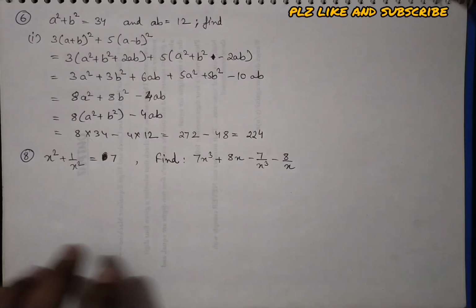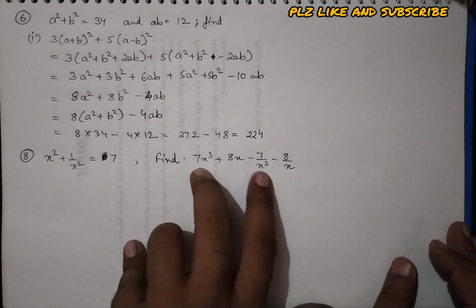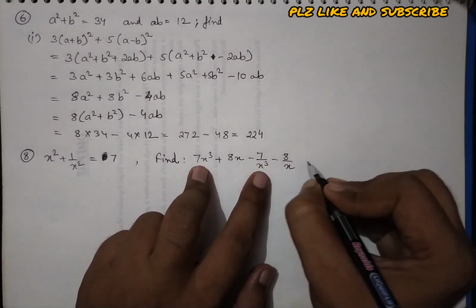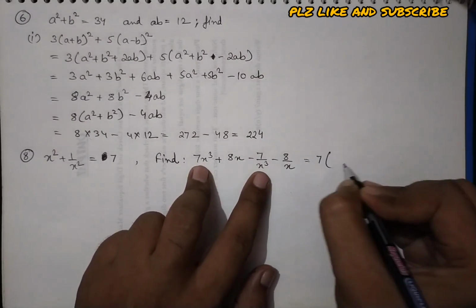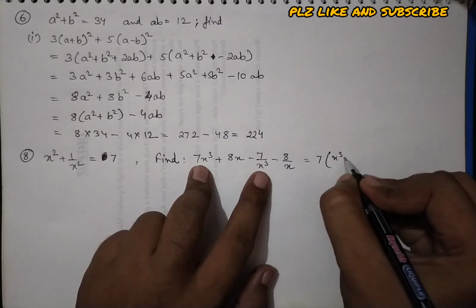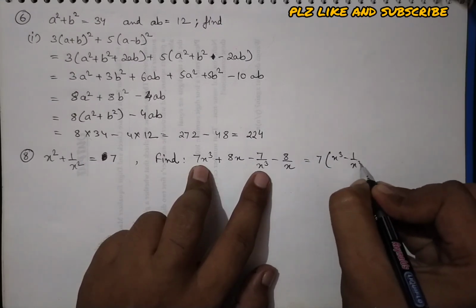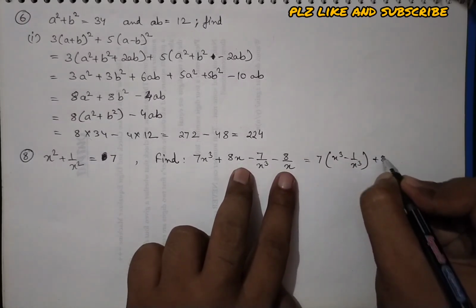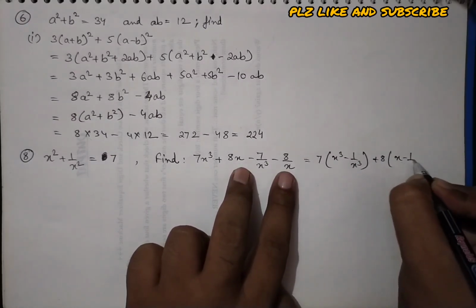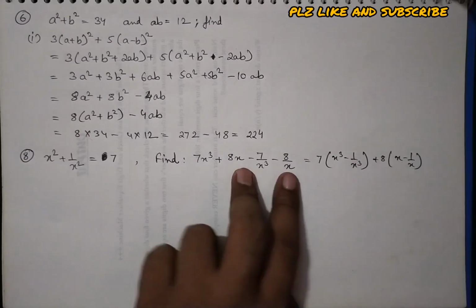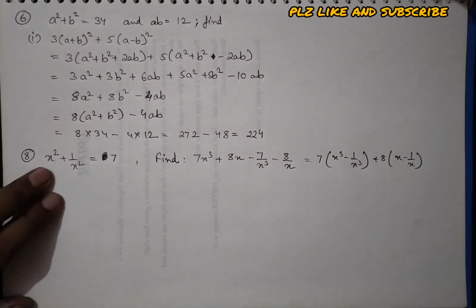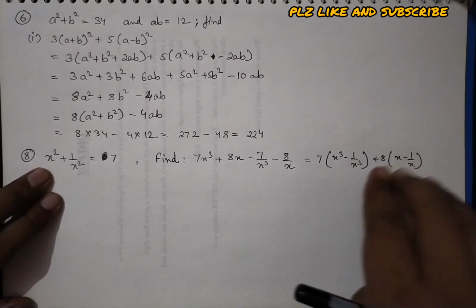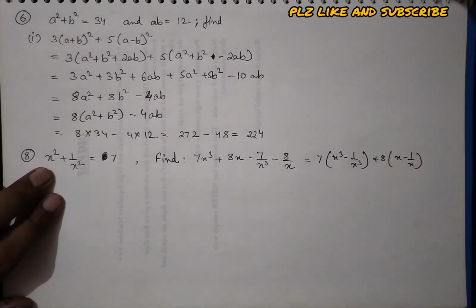Now here we see that on these two terms we can take the 7 as common. So this can be written as 7 times (x cube minus 1 upon x cube), and from these two we can take 8 common, so we can write this one as x minus 1 upon x. But in the question we have been provided with this one, so very first of all we have to find the values of these two, then we are going to place them over here to get the values.